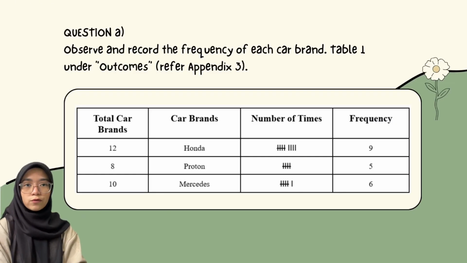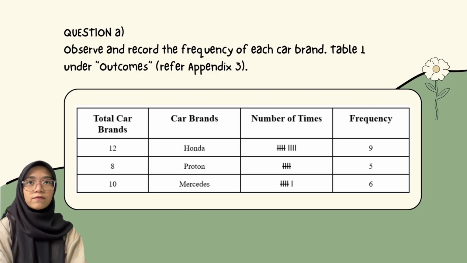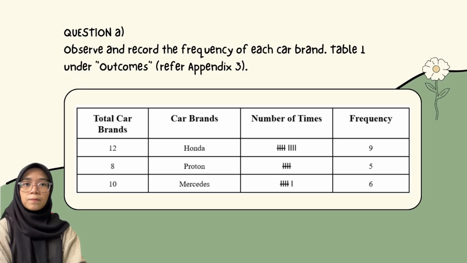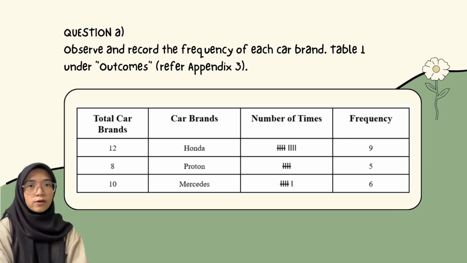Okay, so now we move to chapter 3, result and interpretation. For question A, we observe and record the frequency of each car brand. So we provide the table here for our experiment. So first brand is Honda. The total car brands are 12 and the frequency is 9. Next, Proton. The total car brands are 8 and the frequency is 5. And lastly, Mercedes. The total car brands are 10 and the frequency is 6.